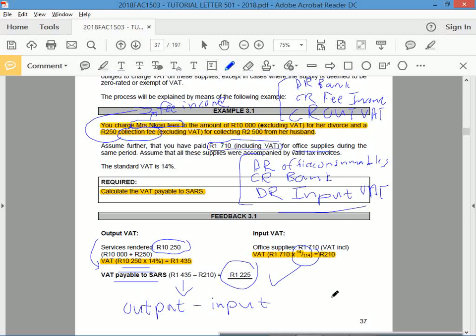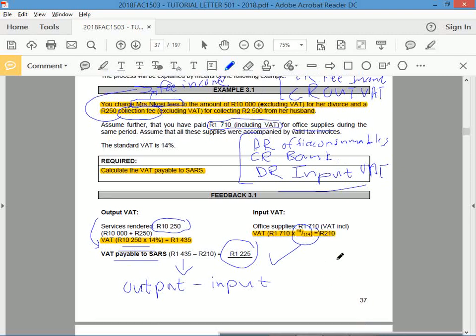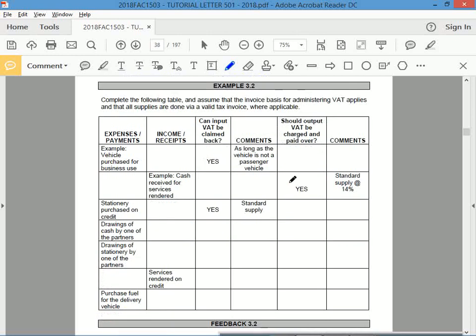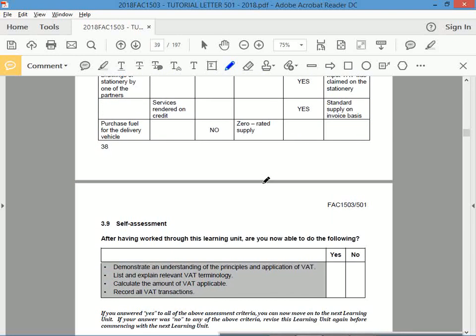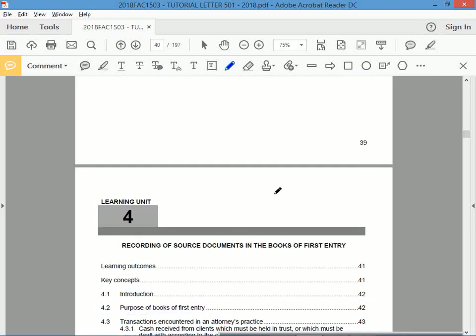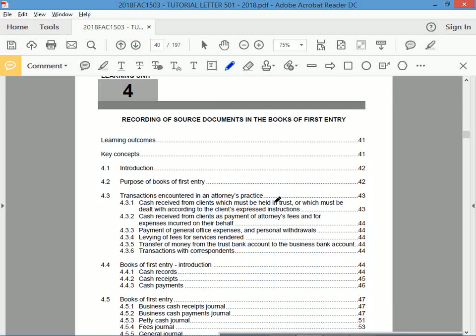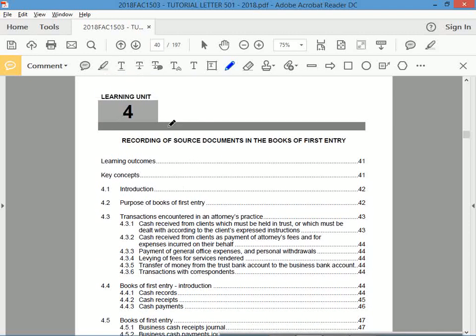There's nothing difficult about this. It's just recap from last week. Right, this is an exercise that's mainly theory. You guys can look at that, and that covers that chapter. Okay, Learning Unit 4 we haven't looked at yet, but we've looked at notes covering the theory.